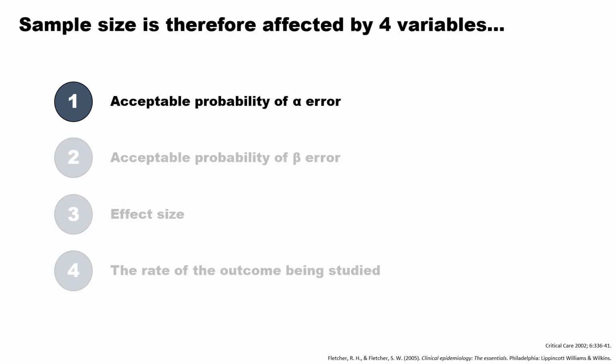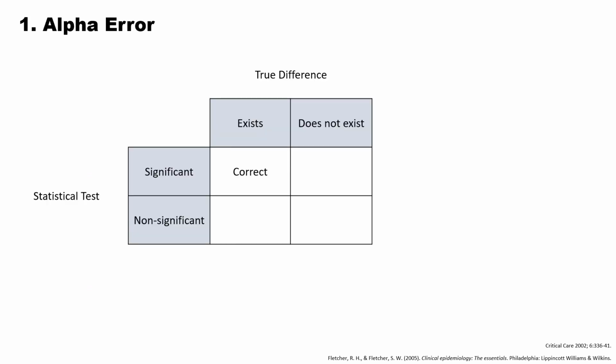So we're going to go through these one by one, and we're going to start off with the acceptable probability of alpha error. So what is alpha error? Well, if we look at this 2 by 2 table, you can see on the left-hand side we have the result of our statistical test, whatever that is. And so if we find a significant or non-significant result. And then at the top, you can see whether or not we have a true difference. And so either there is a true difference or there is not. And we don't necessarily know this, but this is important for the conceptual understanding of what alpha error is.